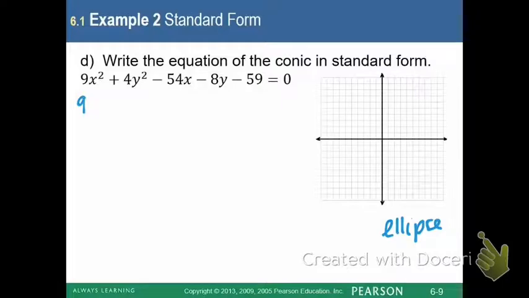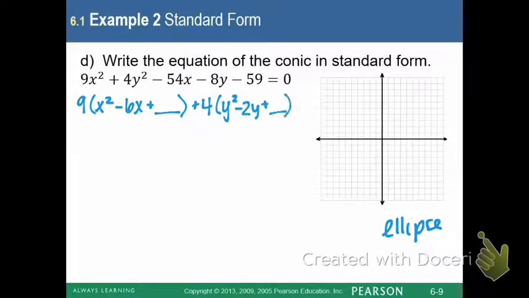So I'm going to take the 9 out. I'm left with x squared minus 6x plus blank. The y's, I'll take the 4 out, so I'll have y squared minus 2y plus blank, and then move that 59 over, so positive 59 on the right side there. So I'm going to do completing the square on both sides. In this first one with the x's, I get a 9. That goes in the blank. Remember, I multiply. 9 times 9 is a positive 81, so I also need to add 81 to the right side.